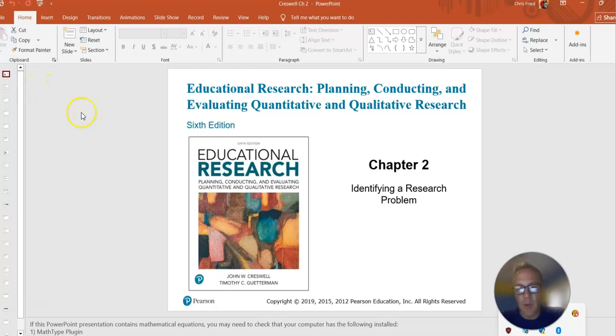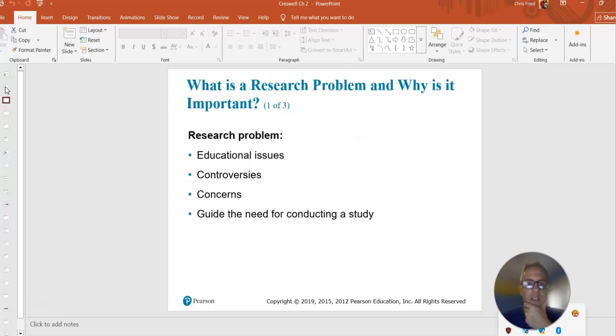So this chapter talks about the research problem, okay, identifying it and how you kind of go about that. A couple things that I want to talk about here at the beginning of this chapter: the research problem, what it is and why it's important. So a lot of times the research problem revolves around this. We're kind of talking about education here, right? It doesn't have to necessarily be in education, but most of us are involved with that. That's the route we're going to go.